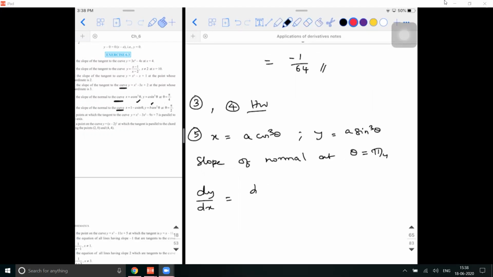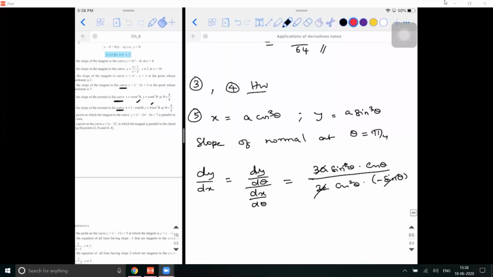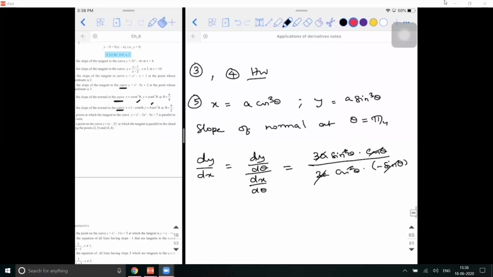So dy by dx is nothing but dy by d theta divided by dx by d theta. So what is dy by d theta here? It is 3a sine square theta into cos theta, the whole divided by, what is dx by d theta? That is 3a cos square theta into minus sine theta. So 3a and 3a will get cancelled. This and this will get cancelled. Cos and cos will get cancelled. Answer will be minus sine theta divided by cos theta.